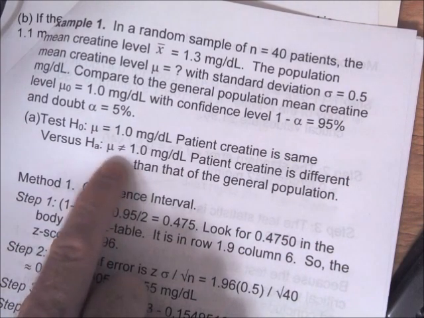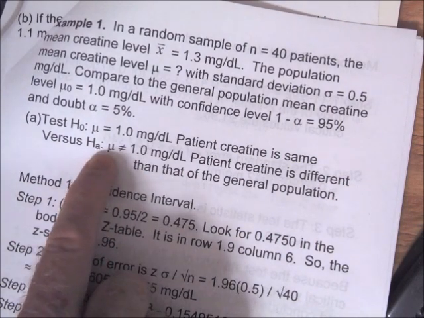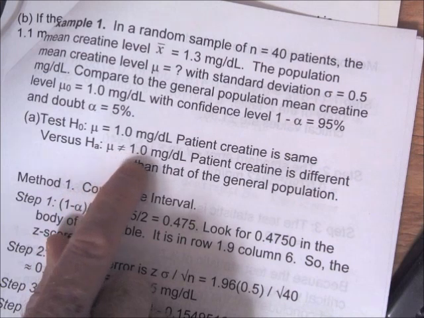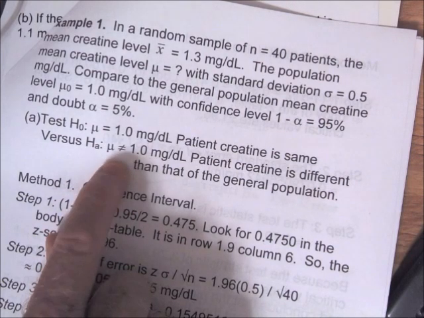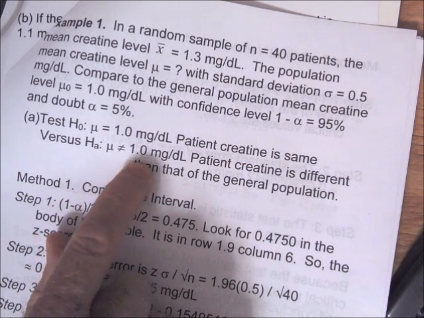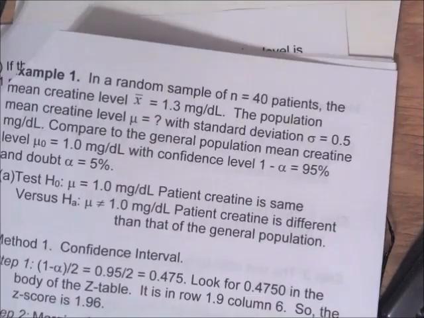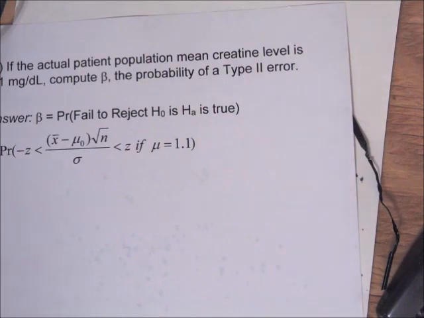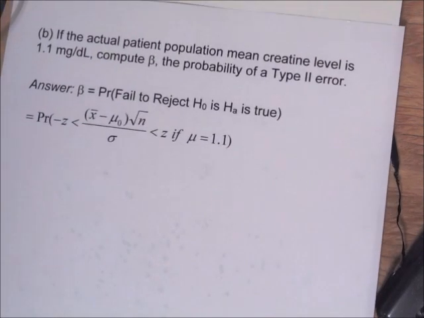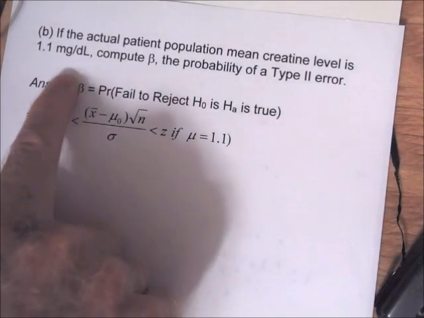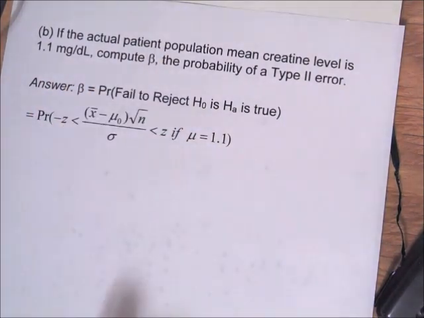But in order to compute the probability of a type 2 error, we have to do a what if. Well, what if mu was 1.1? What would be the probability of a type 2 error? Or what if mu was 1.2? What is the probability of a type 2 error? So we're doing a what if here. We're going to compute, well, what if mu is actually 1.1? What would be the probability of a type 2 error?